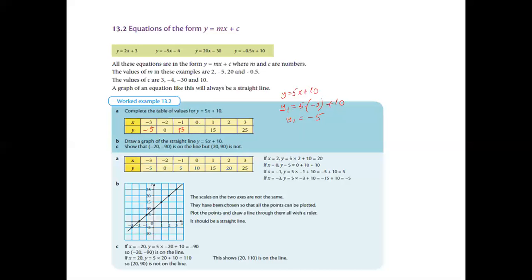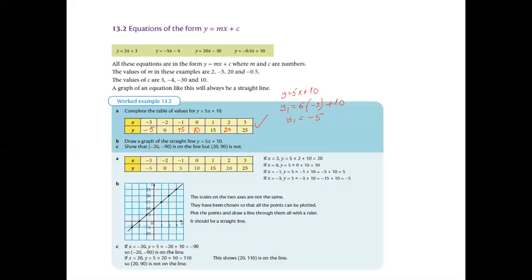And the fourth value of y, what is the fourth value of y? It's exactly 10. And the fifth is given, and the sixth is 2 times 5 is 10, 10 plus 10 is 20. Okay, and the first mission is complete. Complete the table of values for y = 5x + 10. As you see, we have found the values of y.